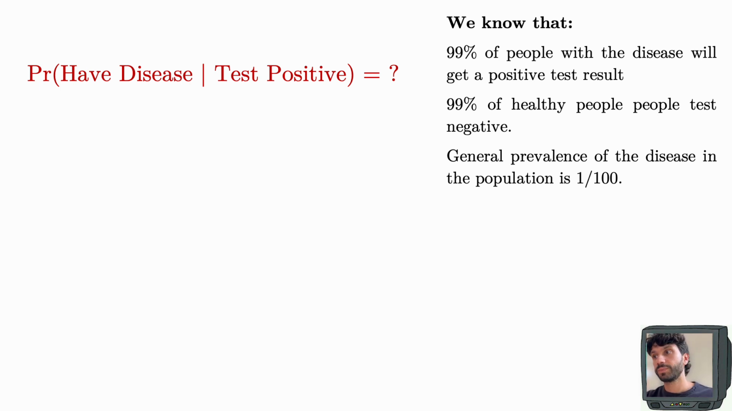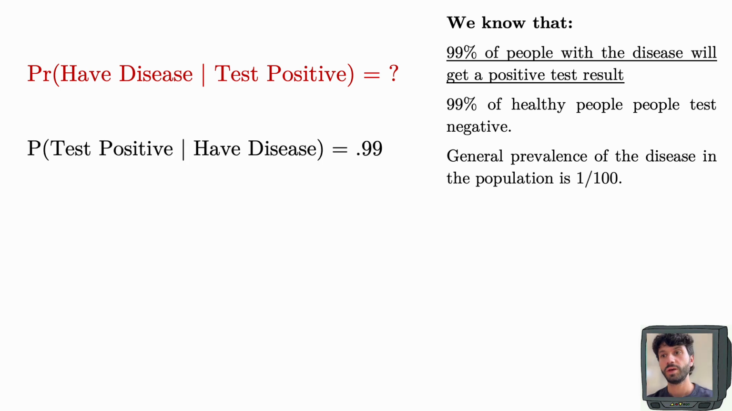What else do we know? We know that 99% of people with the disease will get a positive test result. How can we put that in probability language? Think about it for a second and try to do it yourself. Well, as follows. The probability that they test positive given that they have the disease is 99%. And that's what it means for a test to be reliable. It means that if I'm actually sick and I go and take the test, then that test will come up positive 99% of the time. It doesn't mean that if I test positive, then I have the disease with a 99% chance.